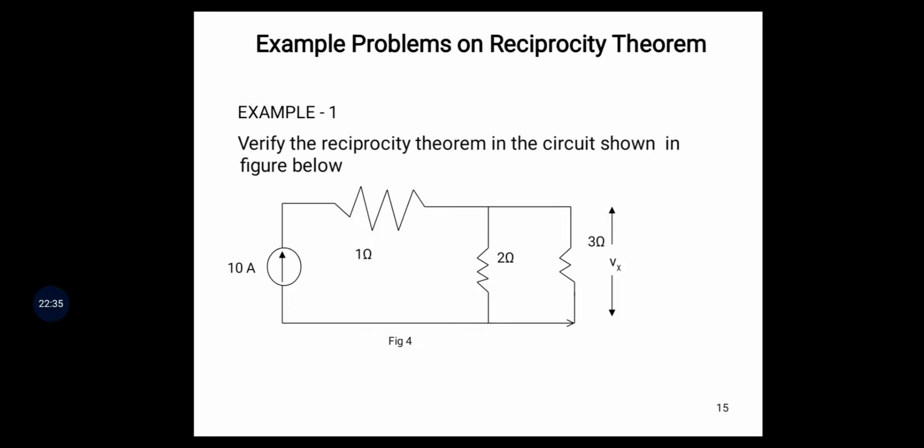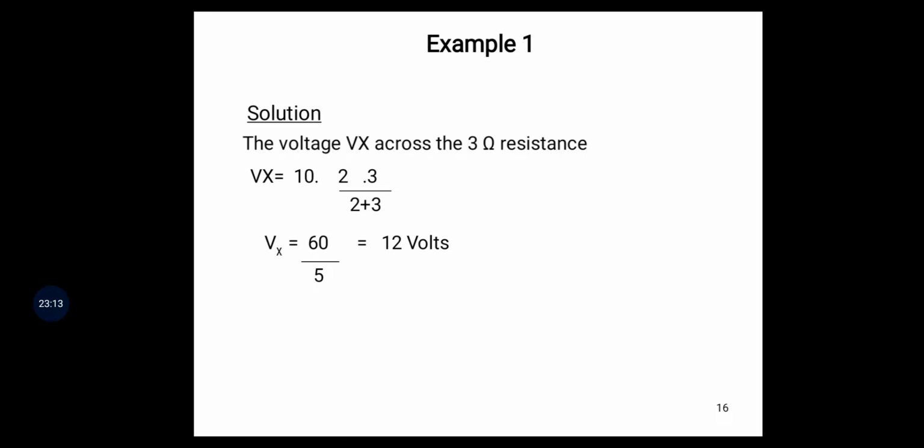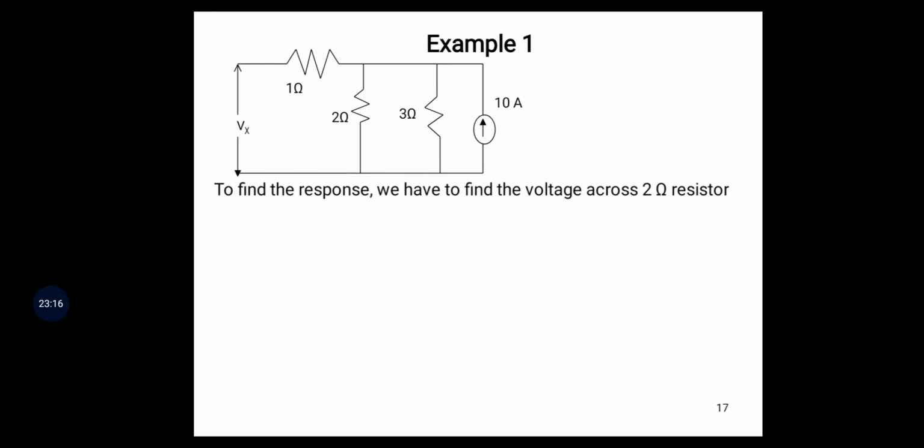Simply we apply the current dividing rule. Here the current flowing is 10 amperes, flowing to 1 ohm. Then we apply the current dividing rule: 10 into 2 divided by 2 plus 3, that is equal to 4 amperes. Then 4 into the voltage Vx is equal to 4 into 3 ohms, that is equal to 12 volts.